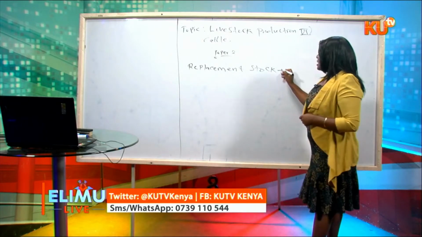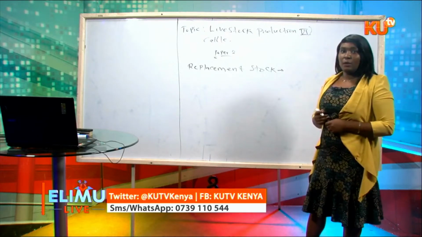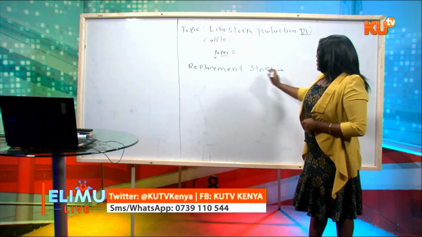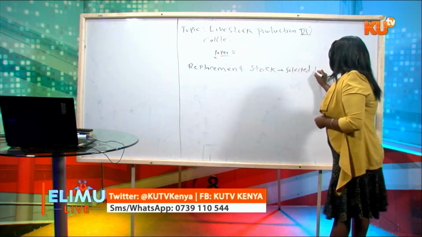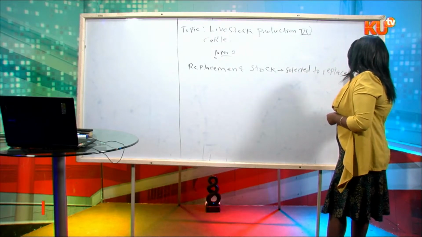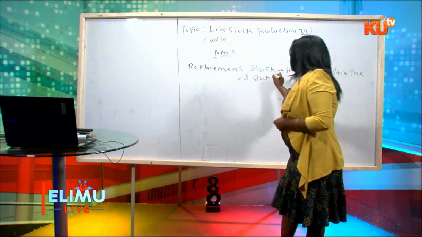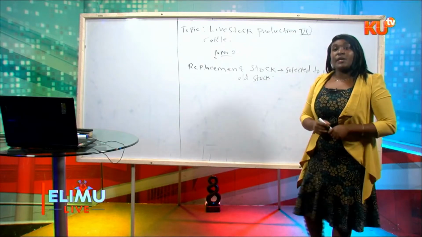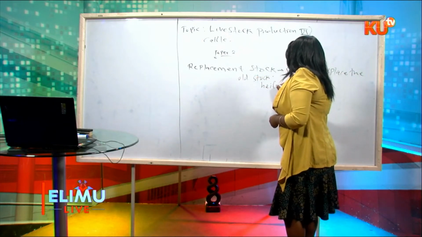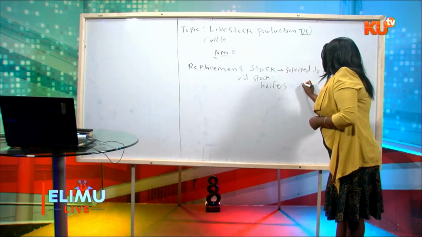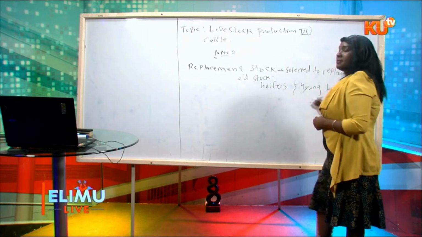Replacement stock, these are animals that have been selected, according to what we learned in Form 3, to replace the old stock. Because we are dealing with cattle, we are referring to the heifers and the bulls. That is the young bulls.